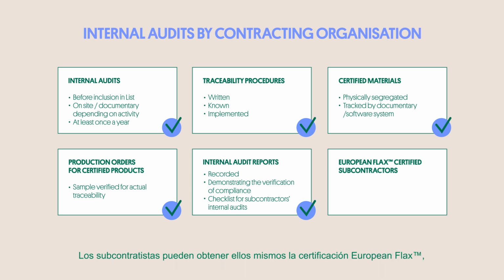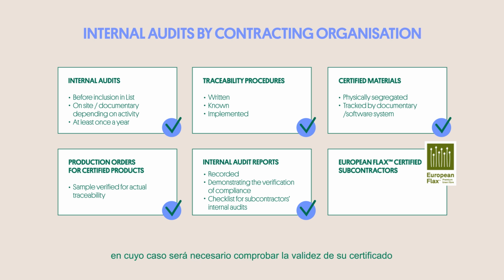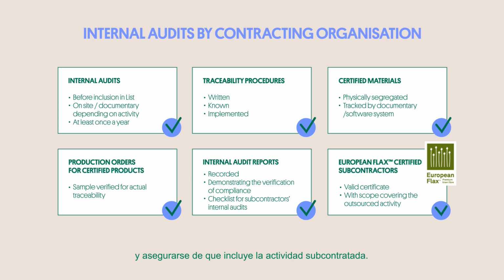Subcontractors may become European Flax certified themselves, in which case the verification consists of checking the validity of their certificate and that its scope covers the outsourced activity. No internal audit is necessary in that case. Bureau Veritas audits check that the contracting organization has performed these internal audits of all their subcontractors through requested documents during each audit of the organization.